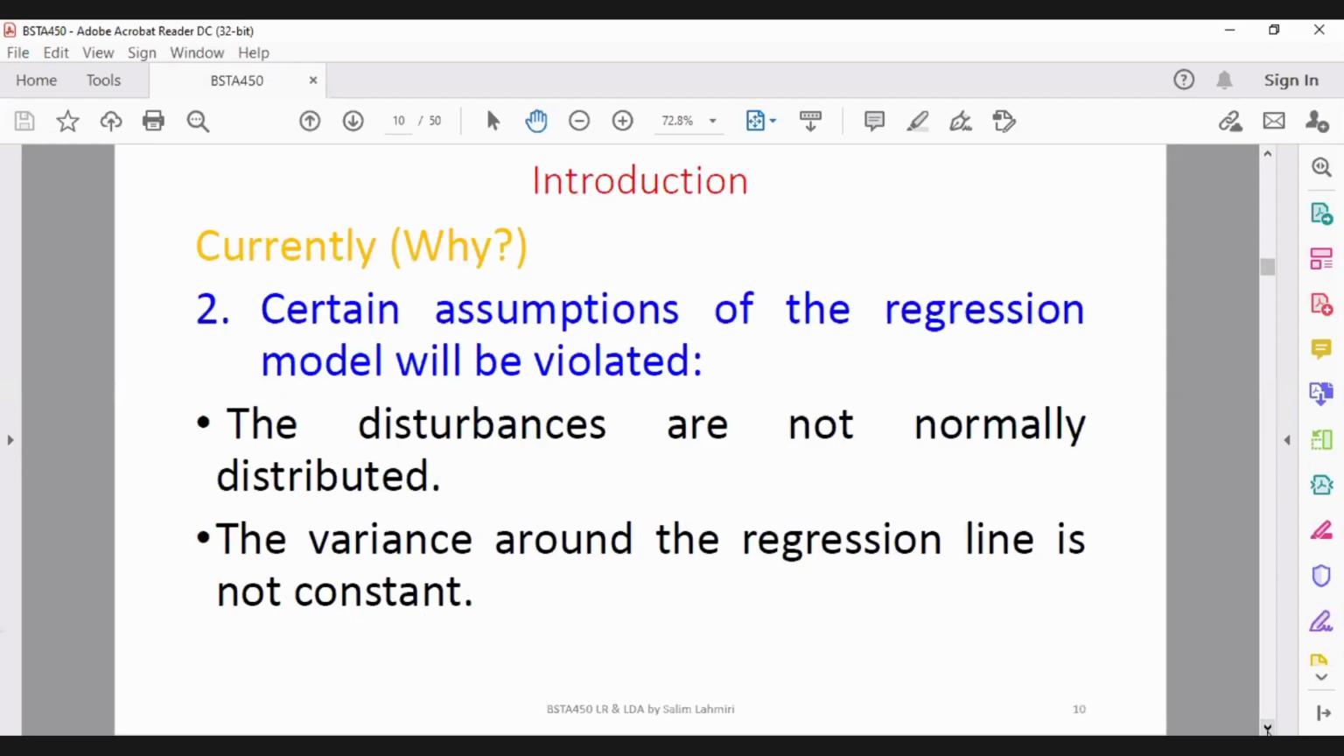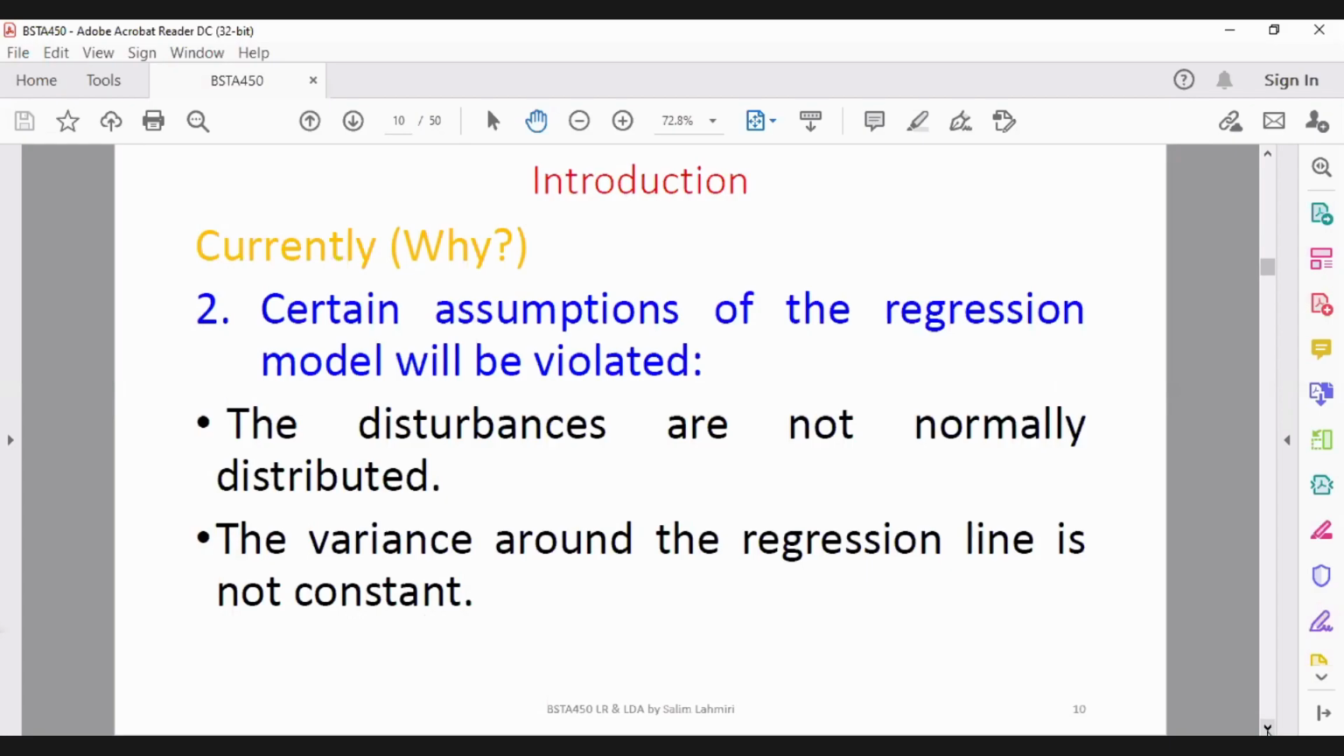So certain assumptions of the regression model will be violated. First one, the error term is not normally distributed. If y is binary or categorical, and you use multiple regression to model y, which is a binary variable, the assumption of normality is violated.